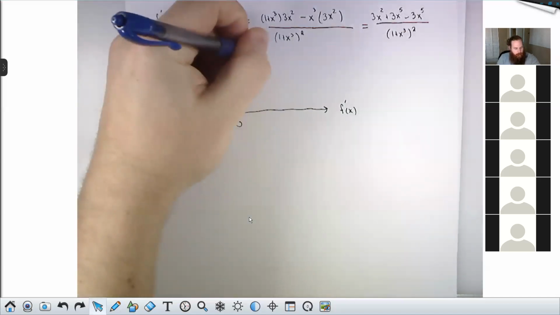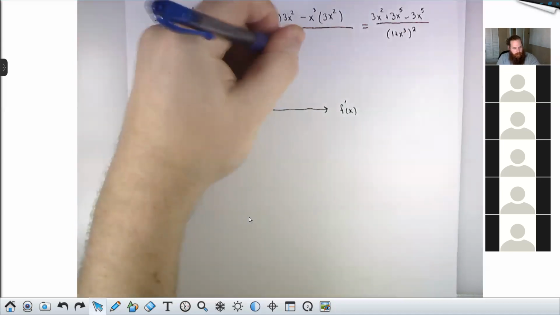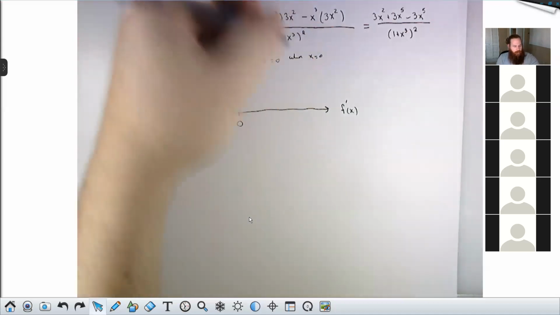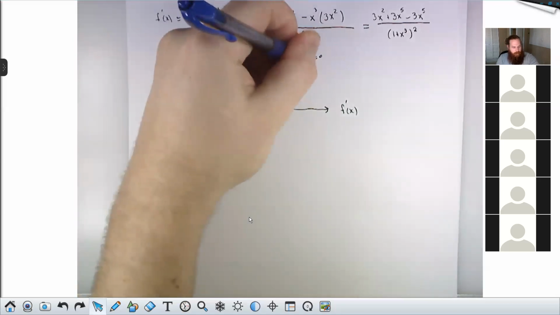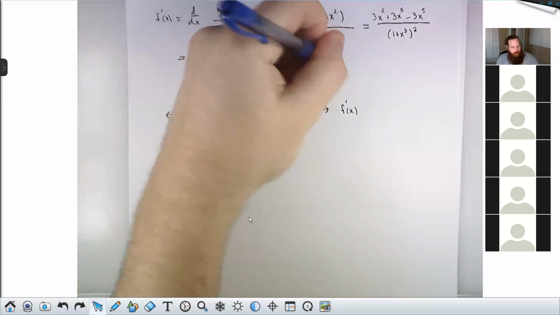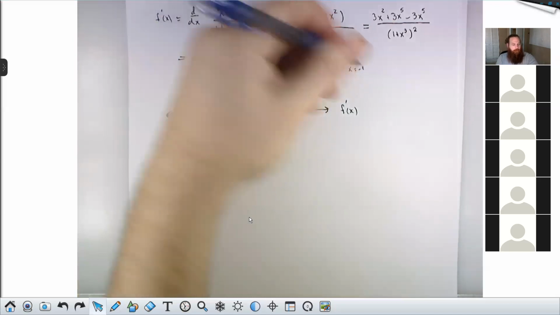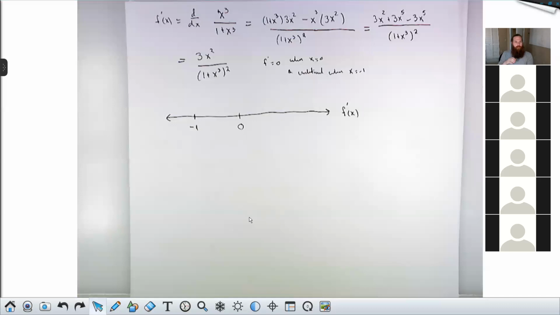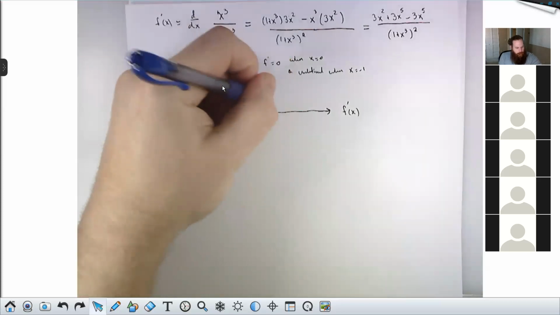So f prime equals 0 when x equals 0 and is undefined when x equals -1. So those are the two numbers that go on the number line. If I test something to the right of 0, like 1, the numerator will be 3, and the denominator would be 1 plus 1 squared, which is 4. 3/4, which is positive. So here we are positive.